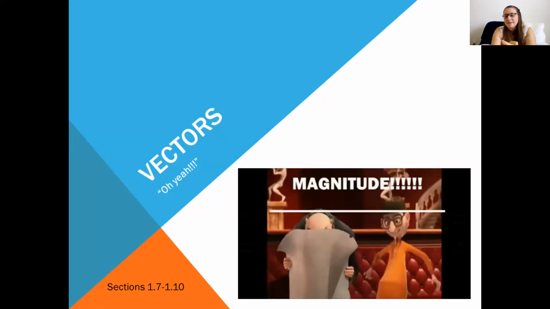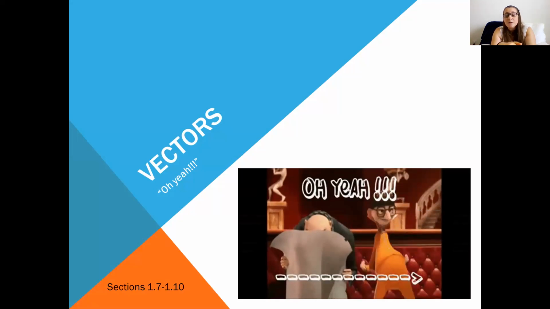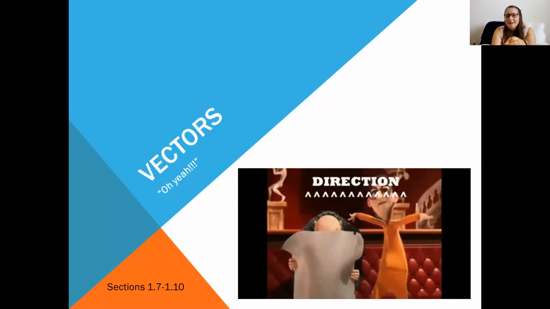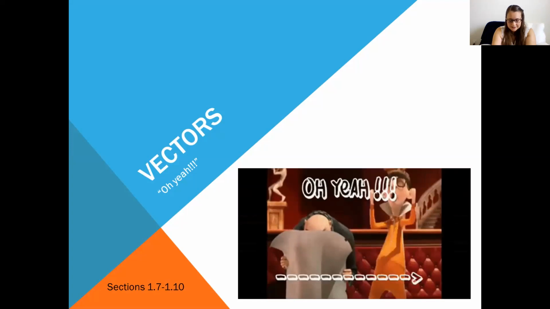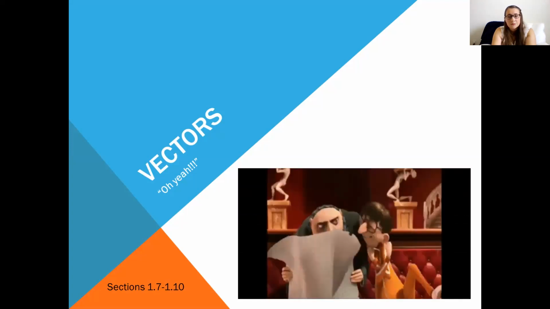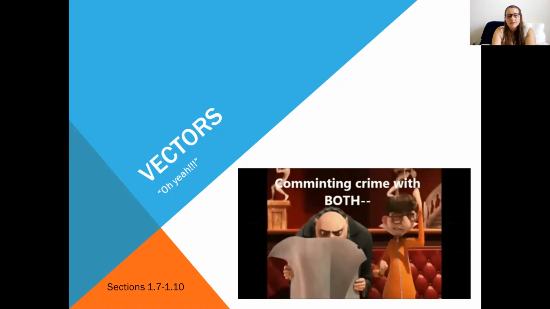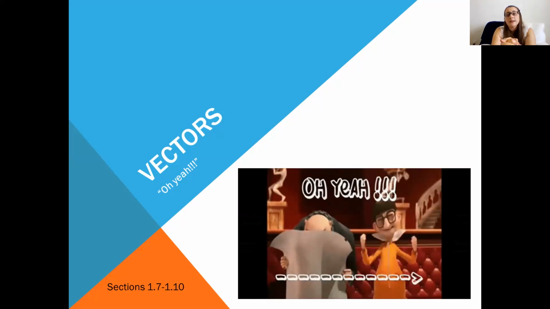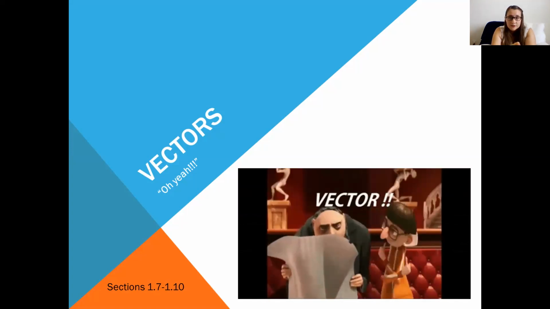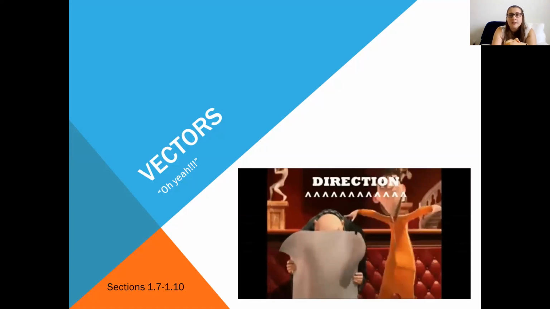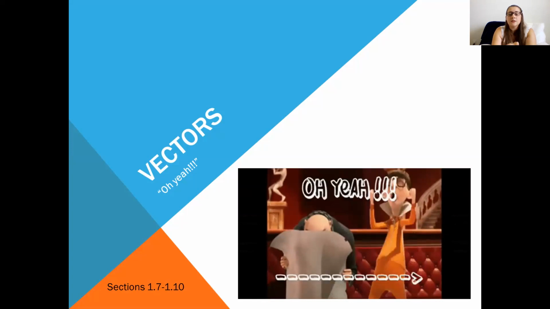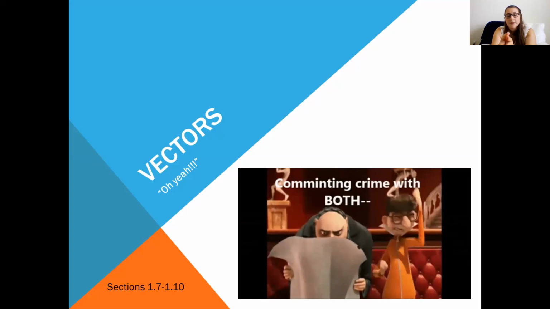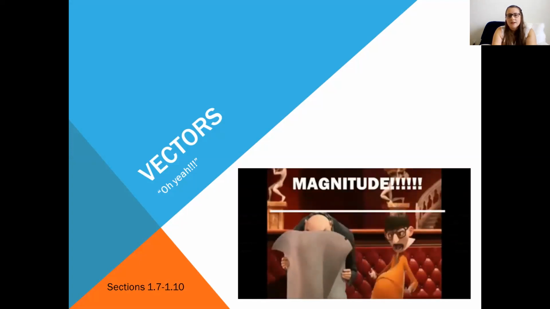So this is sections 1.7 to 1.10 in the textbook, but really today we're going to focus on 1.7 and 1.8. Vector spans. Okay, and this topic is actually pretty important because most of the units that we'll go through in physics deal with vectors. Things like forces, acceleration, velocity, momentum, all of these things deal with vectors. So I want to make sure that we have a pretty good understanding of them. All right, here we go.